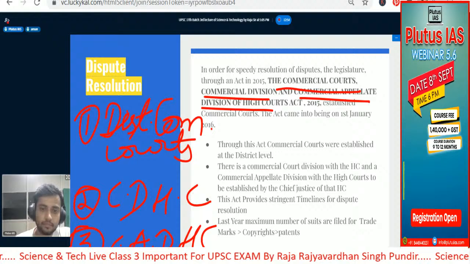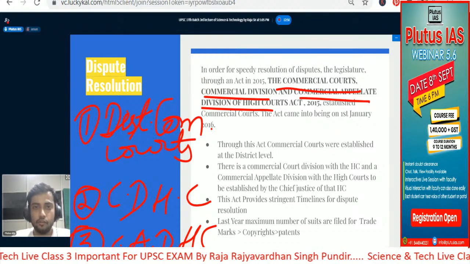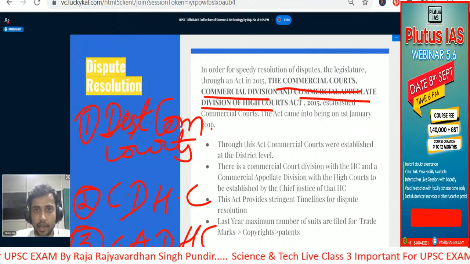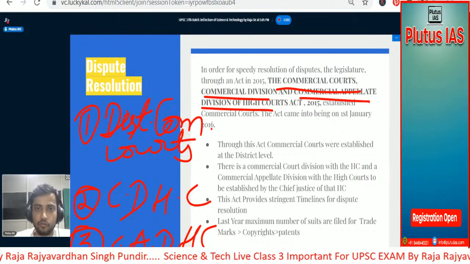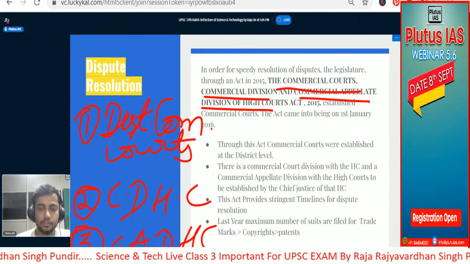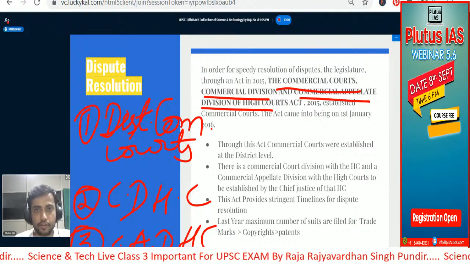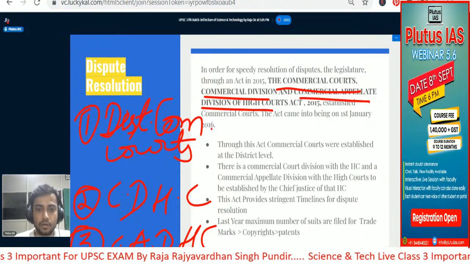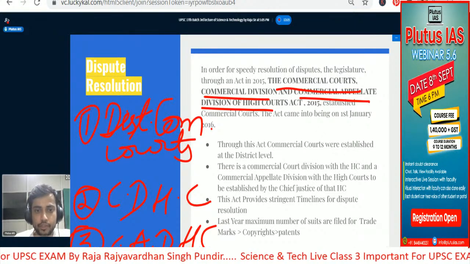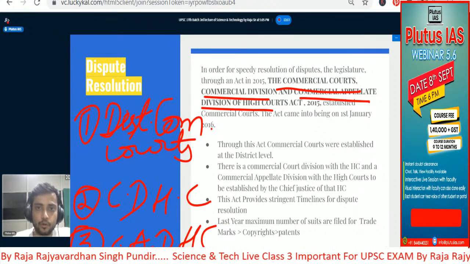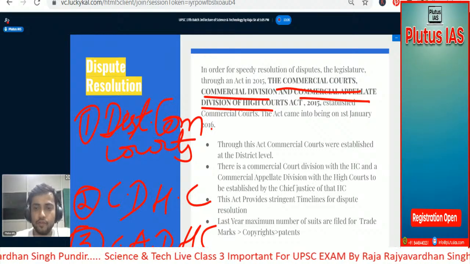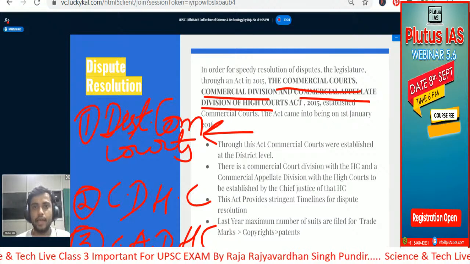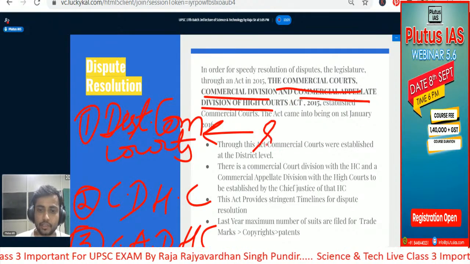Okay, fine. So for the purpose of dispute resolution, the Indian Parliament passed this act, and under this act three kinds of courts were established: the district court, the commercial division with the High Court, and the commercial appellate division with the High Court, especially for the dispute resolution of these commercial disputes or IPR type of disputes. The power to establish district courts is with the state government.